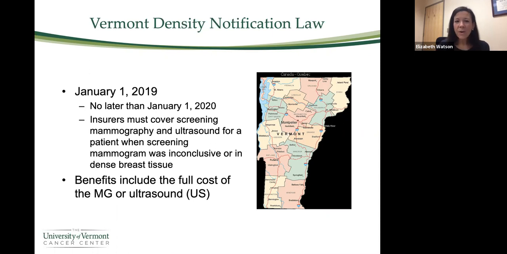Well, we do. So in January of 2019, a separate law was passed, which went into effect as of January 1, 2020, which states that all insurance within the state of Vermont must cover a screening mammogram and ultrasound for a patient when the screening mammogram is considered inconclusive or in a patient with dense breast tissue. And these benefits have to cover the full cost of the mammogram and ultrasound. And this applies to only insurance companies within the state of Vermont. So, you know, we're pretty lucky to have this wonderful legislation.